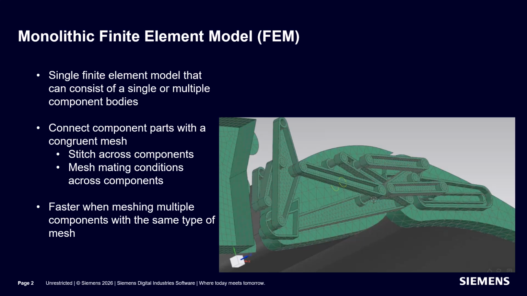In some cases where we have a lot of components to mesh and one type of mesh we want to create, such as in this example on the wing flap, we can quickly and easily mesh multiple components in a single command. For a demonstration on how to create a monolithic FEM, please see the wing flap video in the link in the description below.